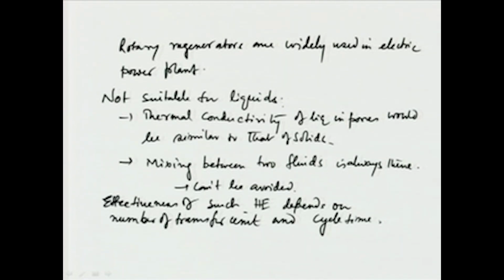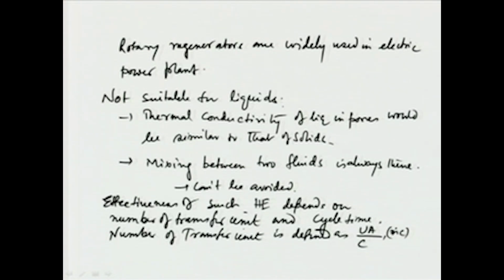How many times it is being used. That is also a very important thing, and the number of transfer units is defined as UA by C, where U is the overall heat transfer coefficient, A is the area, and C is the heat capacity. It is m dot into C, where m dot is the mass flow rate and C is the specific heat capacity. This is the total heat capacity.